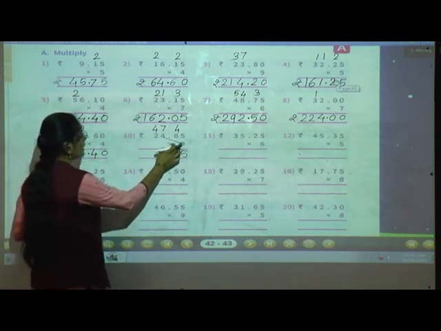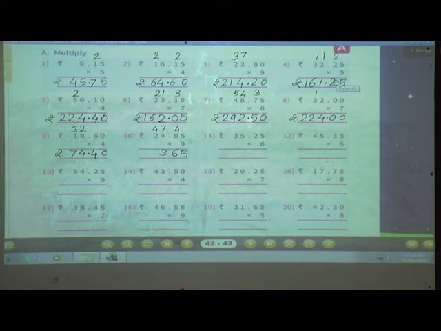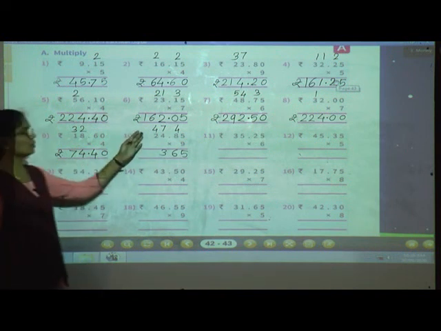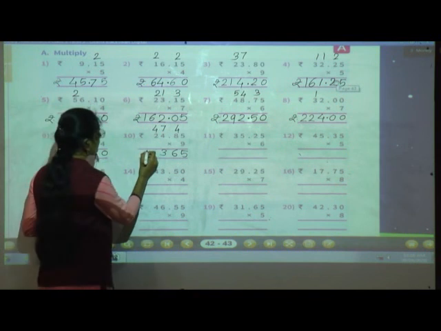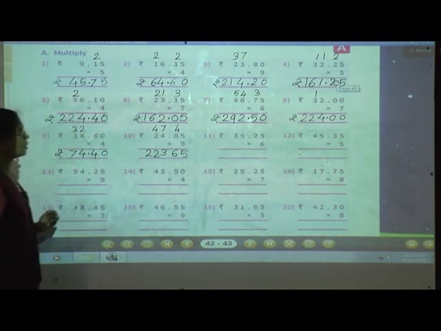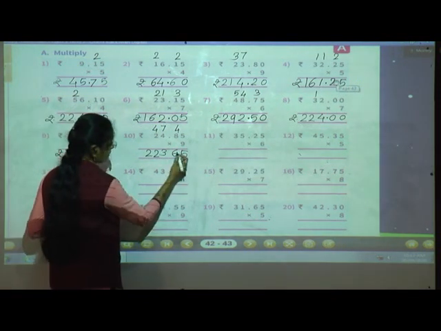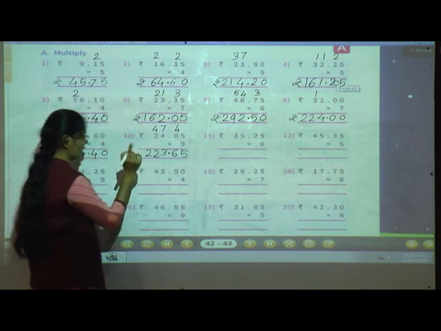Then 9 into 2. 9 2s are 18. In 18 we have to add 4. 18 plus 4. Yes, after 18 count your 4 fingers. 22. So write here 22. Now give a dot from the right side. 6 is the second digit, so before 6 we have to give dot.